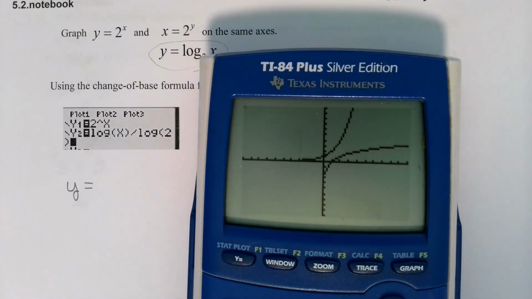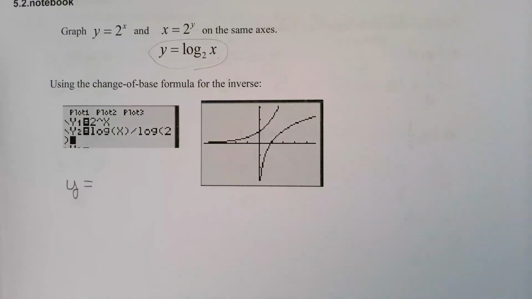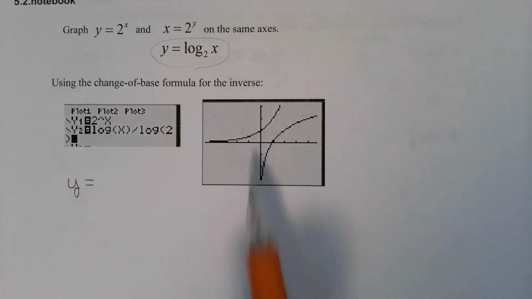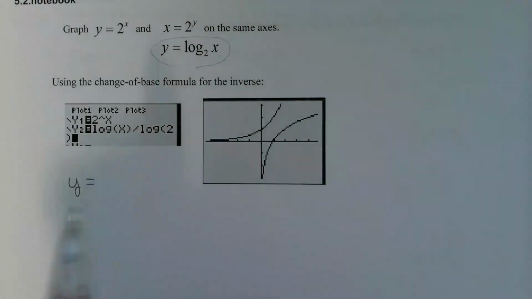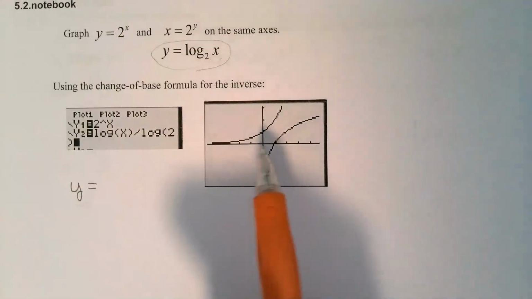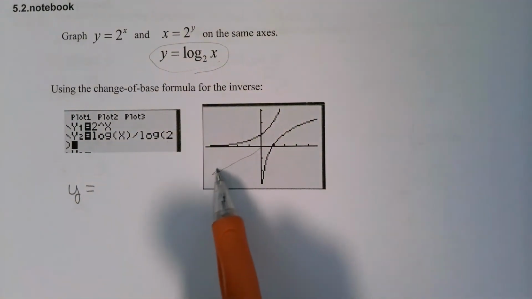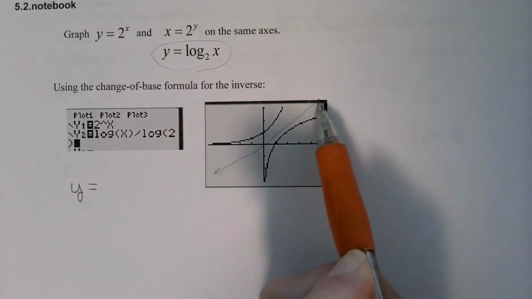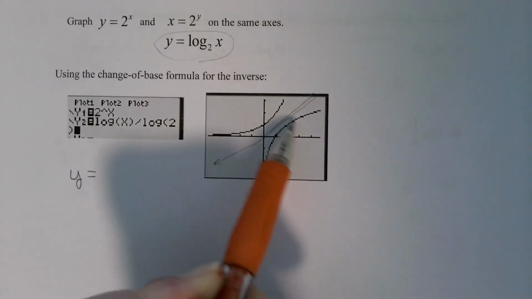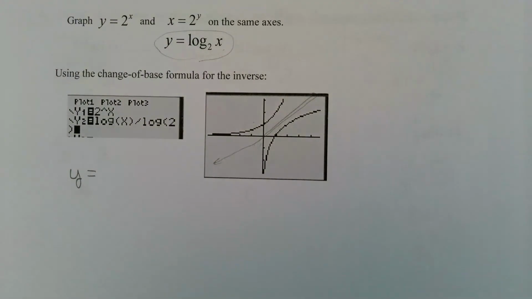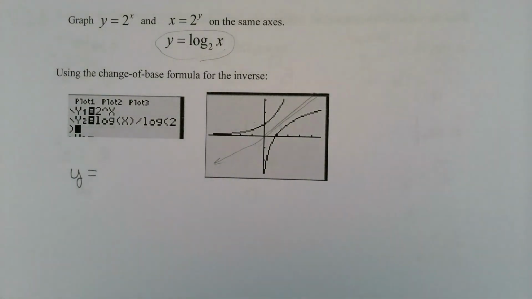Remember we said these are inverses of each other? There's the graph. And we talked earlier in the unit about if functions are inverses of each other, that means they're symmetric around the line y equals x, or mirror image. My line's not very straight there. But you can see they are mirror images of each other around that line y equals x.